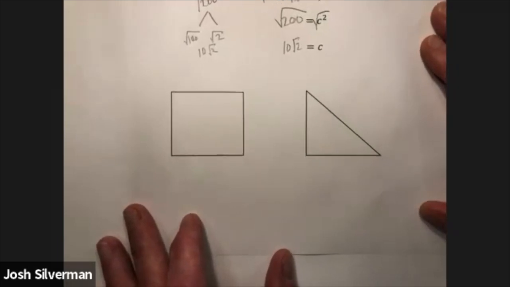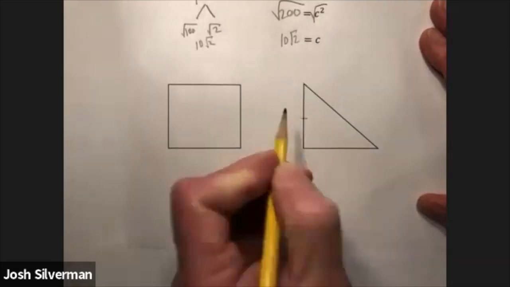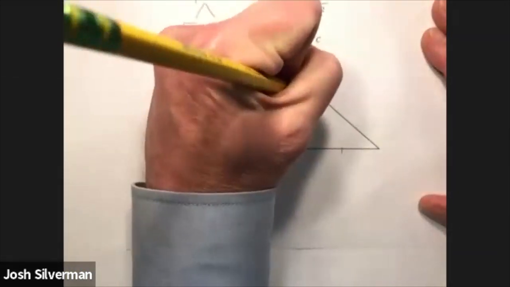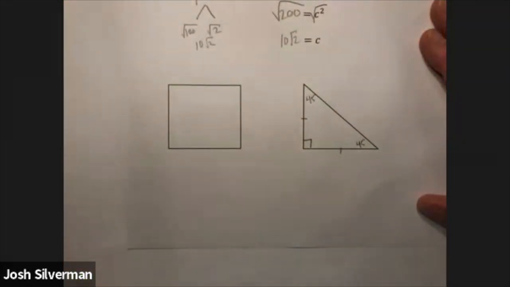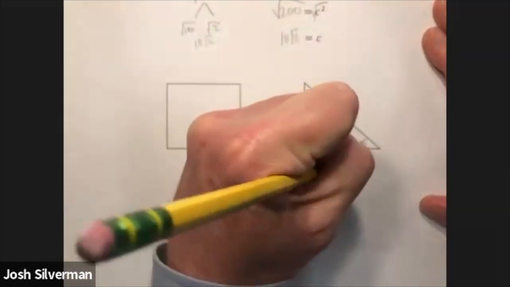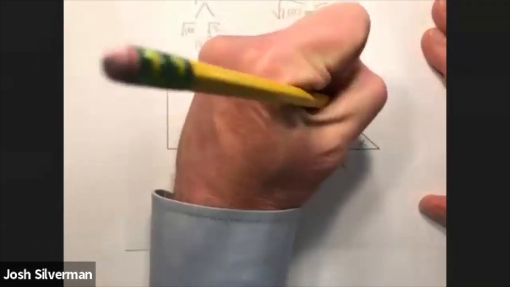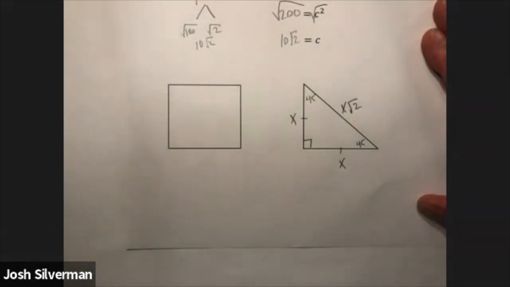For all 45-45-90, for all isosceles right triangles, both sides are the same. Both angles are the same. This is a 90-degree angle. And whatever the legs are, that's going to match. And the hypotenuse is equal to leg times root 2.